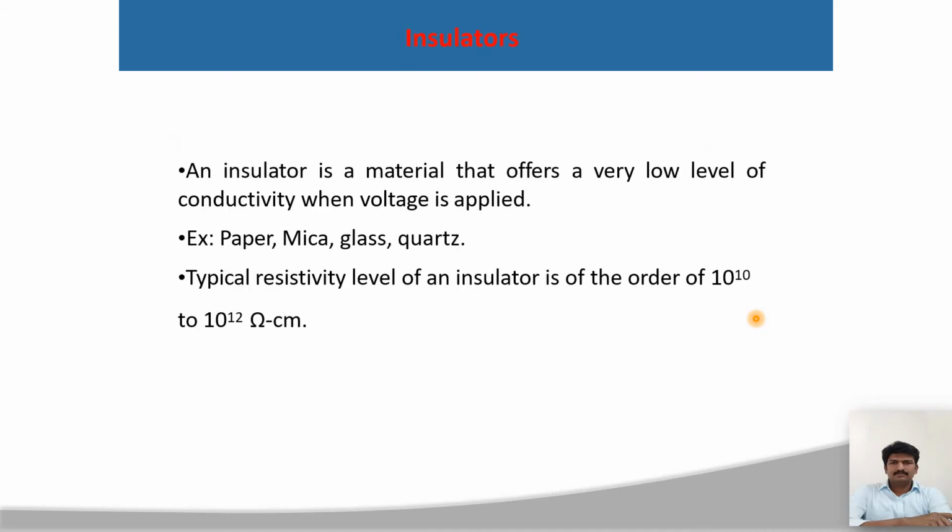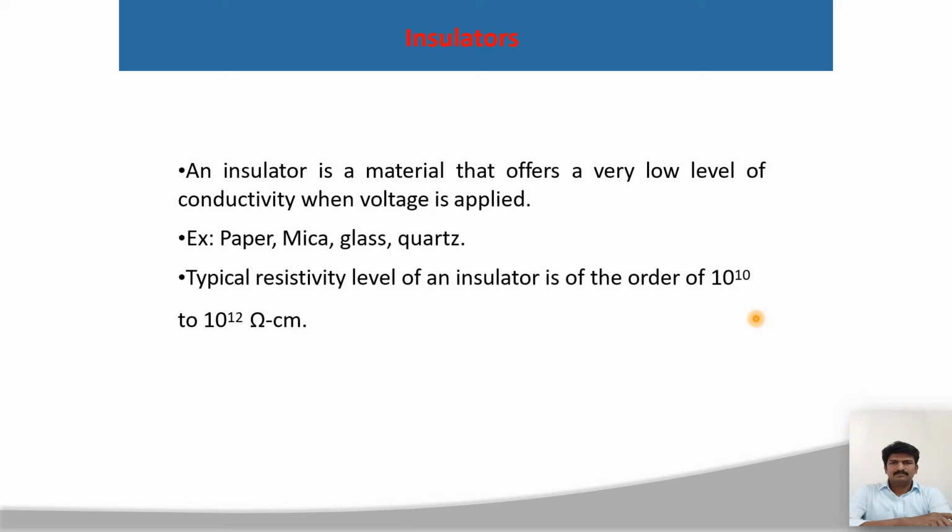Insulators. An insulator is a material that offers a very low level of conductivity even when voltage is applied. Examples are paper, mica, glass, quartz, kerosene, and some plastics. These are the insulators. The resistivity of this type of insulator is on the order of 10 to the power of 10 to 10 to the power of 12.